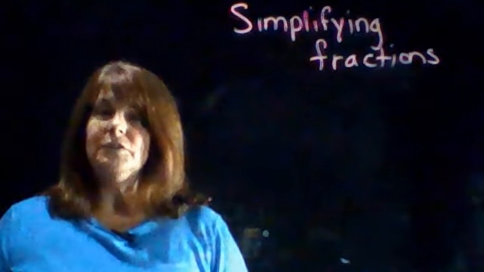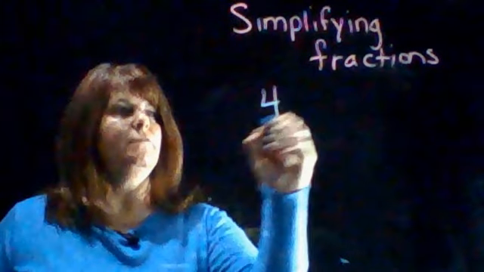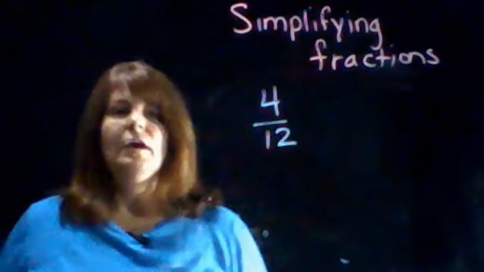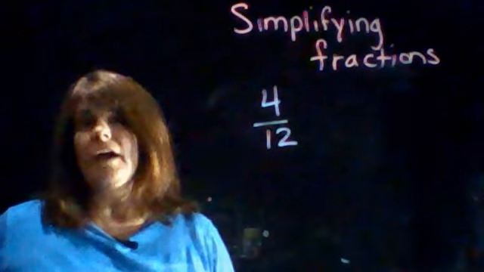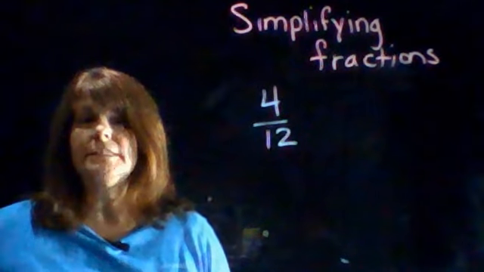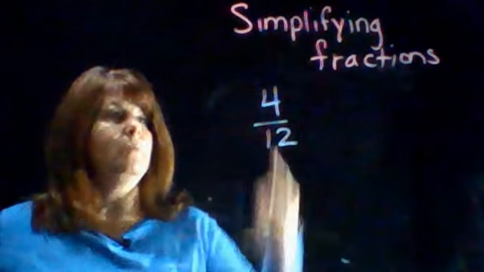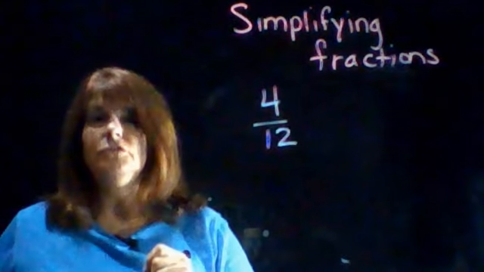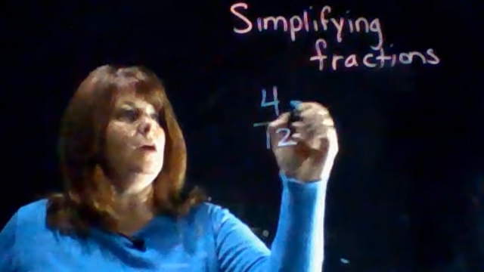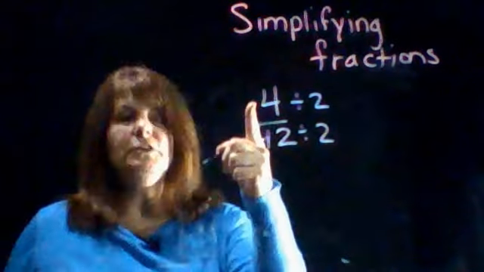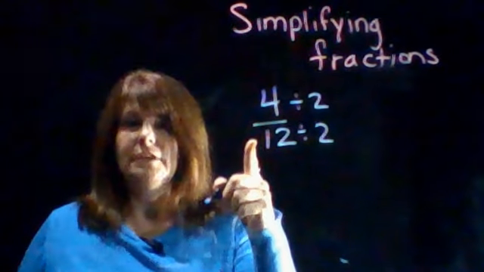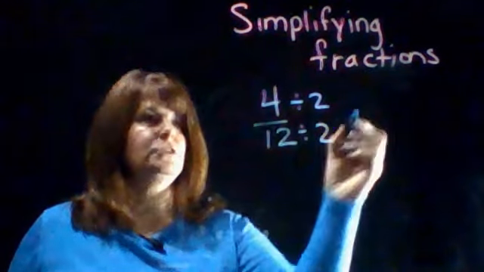Okay, let's look at a few examples. If I have 4/12, then I want to see, can I divide by 2? So the ending number has to be either a 2, 4, 6, 8, or 0. And both of these end in a 2, 4, 6, 8, or 0. So I'm going to be able to divide by 2. Remember, whatever you do to the numerator, you have to do to the denominator. So we're dividing both by 2.